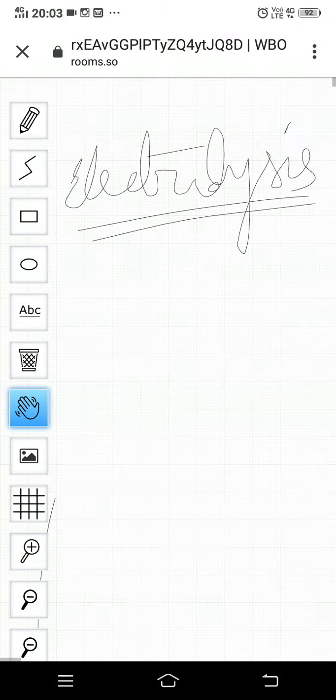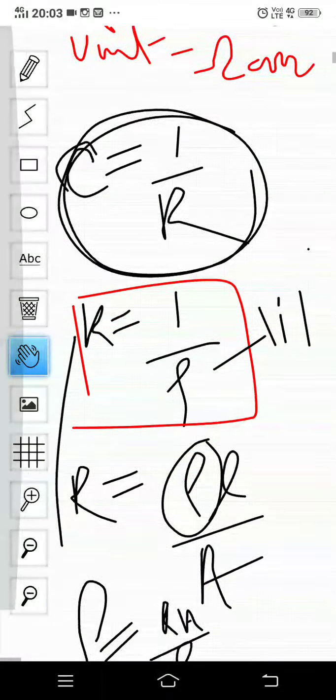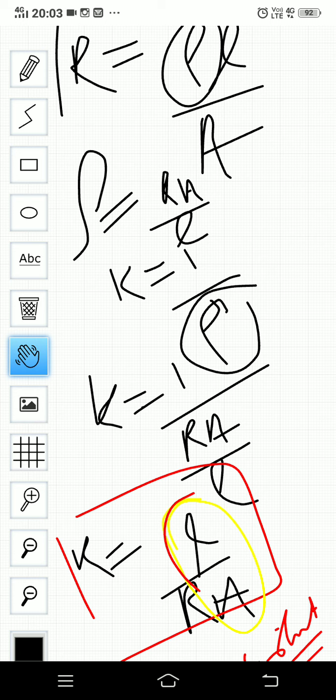So this is a basic thing about specific resistance, electrolysis, then conductivity. These all things are just basic formula things, so I'm not teaching much more.